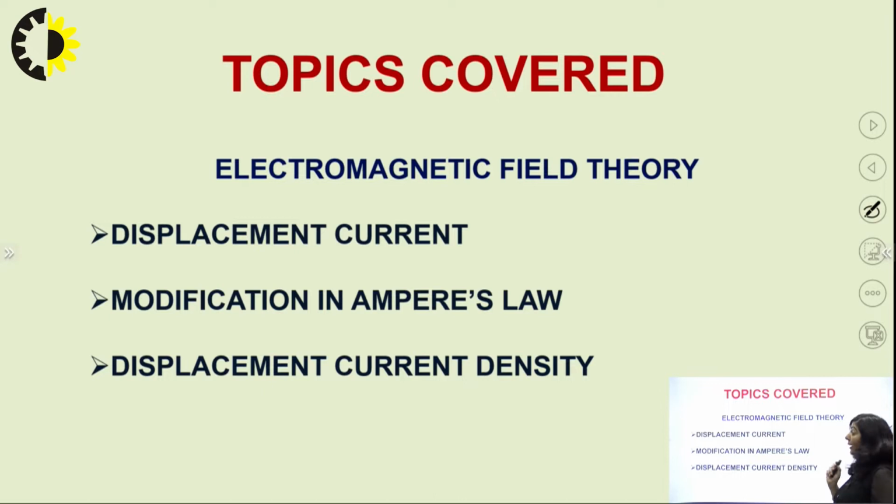So now we will try to understand why we have this term displacement current, and on the basis of that concept of displacement current, we will try to understand that there is a need of modification in our Ampere's law. So we will see what is that modified Ampere's law on the basis of this concept of displacement current, and finally we will write an expression for displacement current density on the similar lines of conduction current density. So this is our topic of today's discussion.